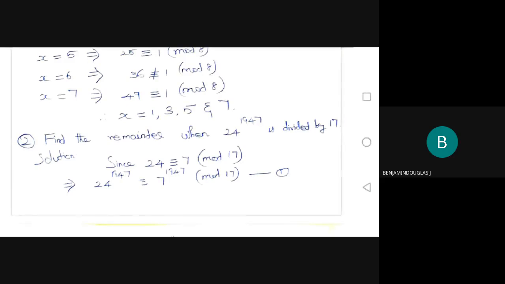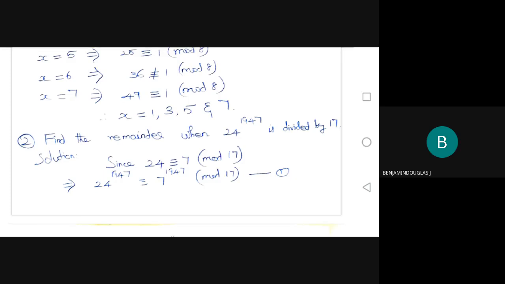So look at the base. 24 to the power 1947. Here the base is 24, and it will be divided by 17, so the mod value is 17. The base 24 is greater than the mod value. When 24 is divided by the mod value 17, you get the remainder 7. Since 1 times 17 is 17, 24 minus 17 gives the remainder 7. So 24 is congruent to 7 under mod 17.